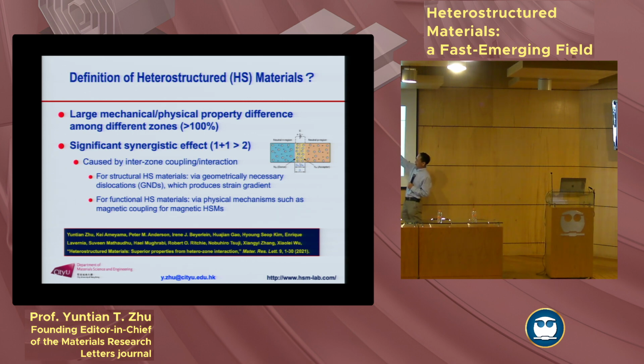The scope, so this is a definition of heterostructured materials. This is published in 2021 in this journal. This is a new journal. And by 14 professors working in this field, from several countries, so we reached the consensus. We say this material has to have a large mechanical or physical property difference.